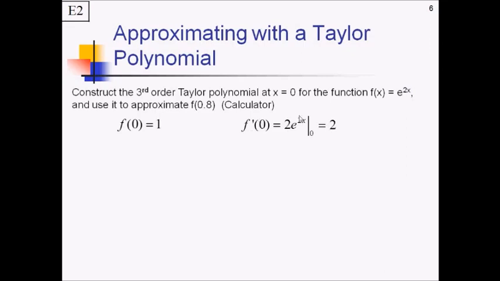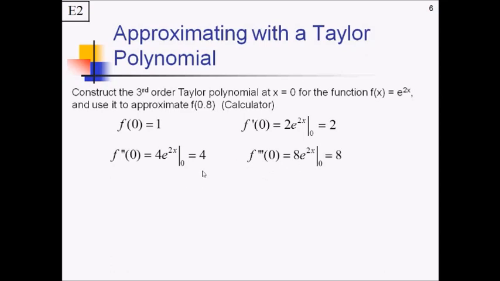Second derivative, that's 4e to the 2x evaluated at 0. That's going to just come out to 4 if you plug in 0. Third derivative, we need the third derivative because they said third order, so that tells you exactly how many derivatives. That's going to be 8e to the 2x evaluated at 0. And that's going to come out to 8.